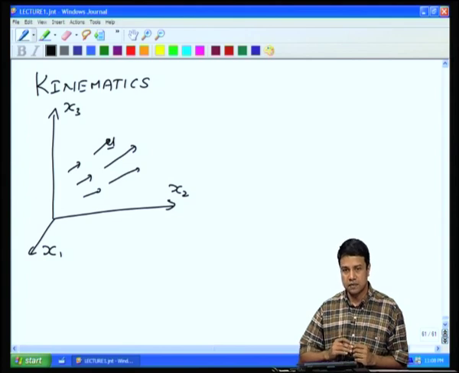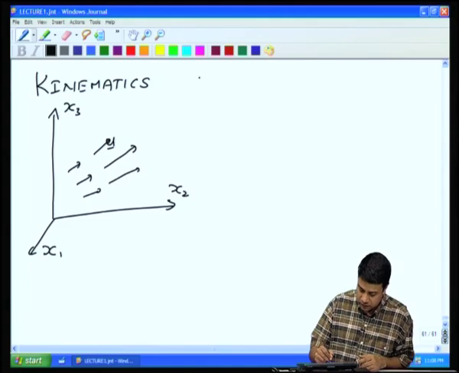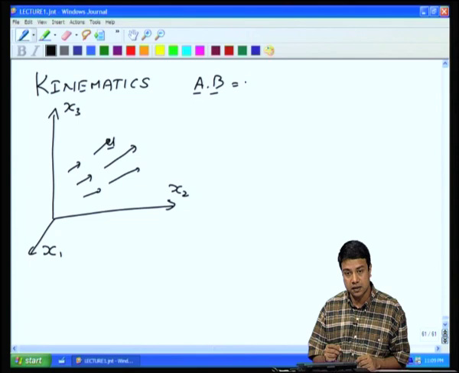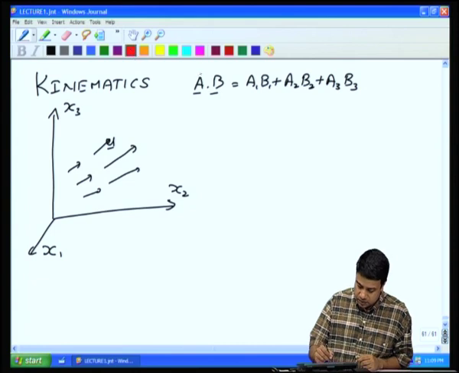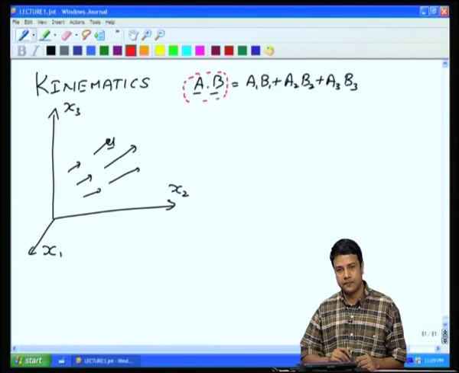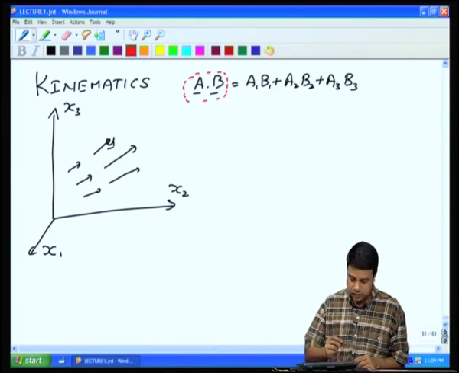The dot product of 2 vectors is an independent quantity. For example, the dot product of 2 vectors A dot B, even though I can write it in a coordinate system as A1 B1 plus A2 B2 plus A3 B3, this dot product is independent of the coordinate system that you use to analyze. It depends only upon the vector.